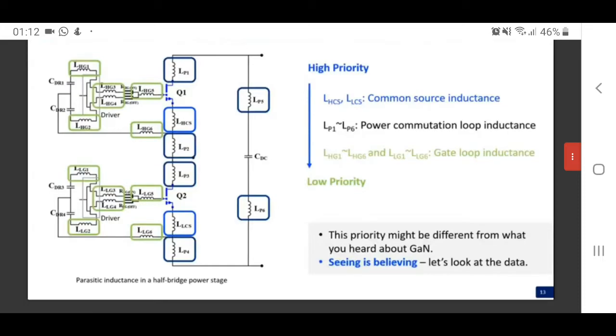So here is a priority list we summarized. As you can see in this slide, the common source inductance is of the highest priority. Then is the power commutation loop inductance. Then is the gate loop inductance. This list might be different from what you heard about GaN. Seeing is believing. Let's look at the data.